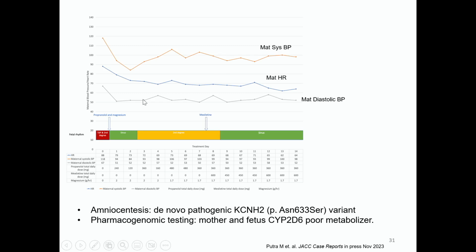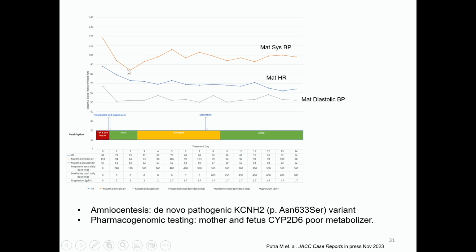And this is a graph showing what the fetus was doing rhythm-wise, what the maternal vital signs were, and what medications we used, and then what happened to the systolic blood pressure, the heart rate, and the diastolic blood pressure. And we see when we started, the baby was in torsade and second-degree block. We gave propranolol and magnesium, and we immediately converted the baby to sinus rhythm.